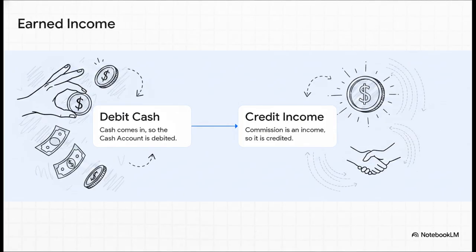And let's look at the other side of that invisible coin: income. If you earn 400 rupees as a commission for facilitating a sale, how does the balance work? Well, cash physically comes into your business, so that real account gets a debit. But what did you do to get it? You gave out the invisible action of earning that income. And because you gave that invisible benefit, the commission income account gets the credit.